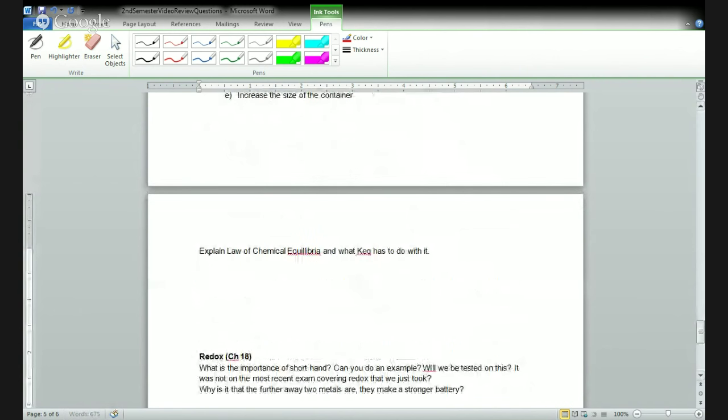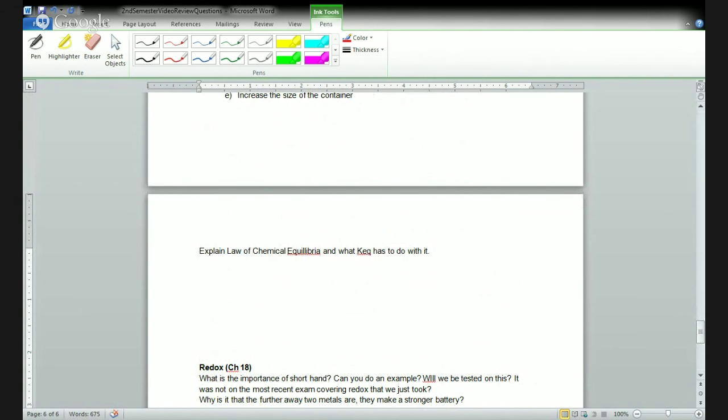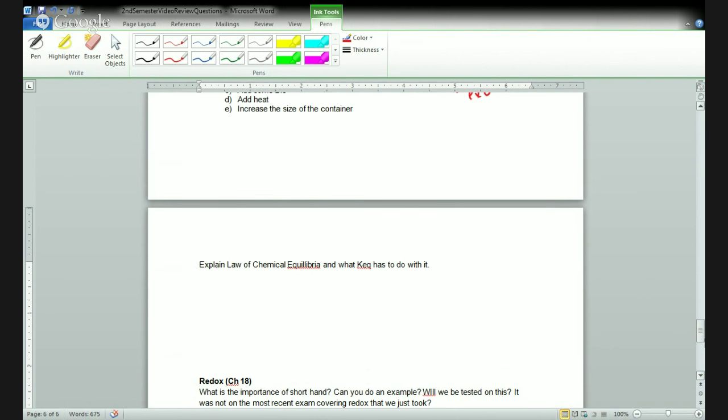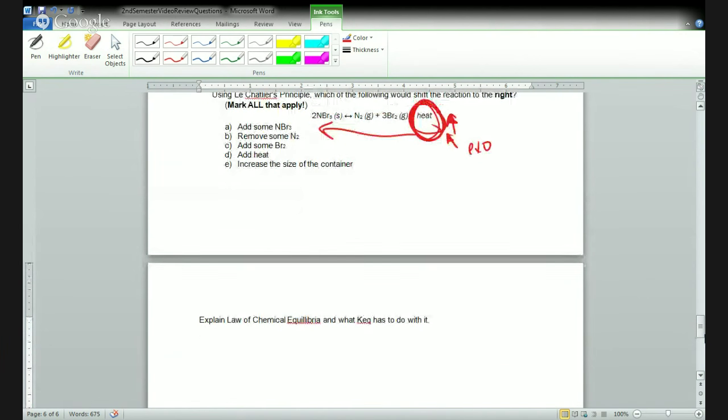The next question I got was about the law of chemical equilibria and what KEQ has to do with it. The law of chemical equilibrium and KEQ are essentially saying the same thing. What the law of chemical equilibrium basically says is that if you have a reversible reaction, you can figure out if it's product or reactant favored by doing some math to figure out what you have more of at equilibrium. So the law of chemical equilibrium is just telling you how to write a KEQ.